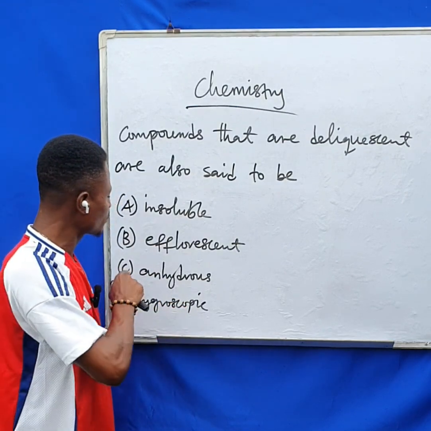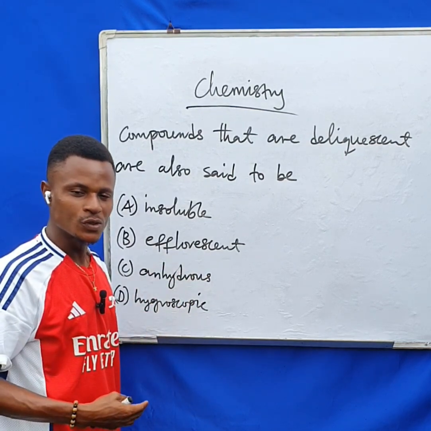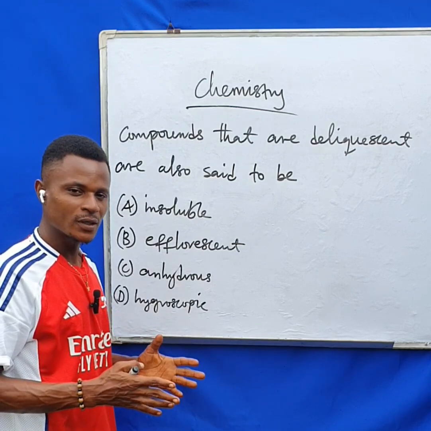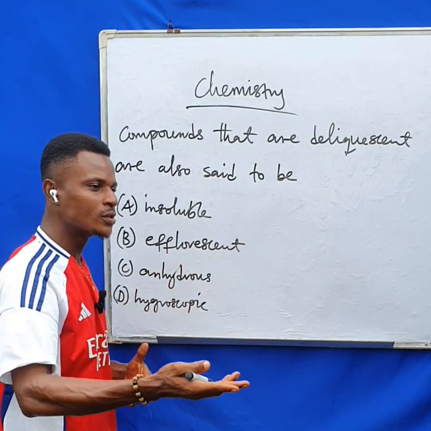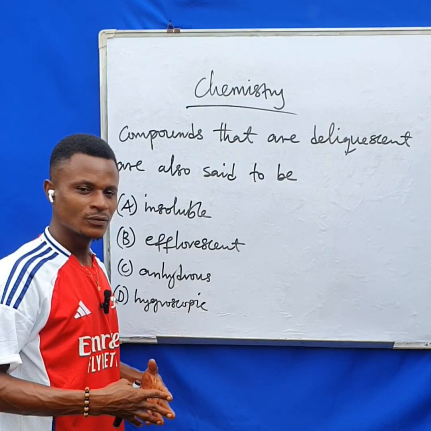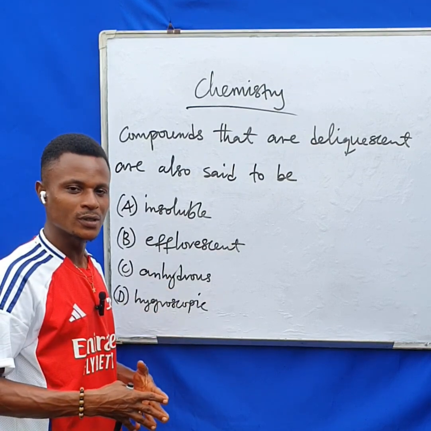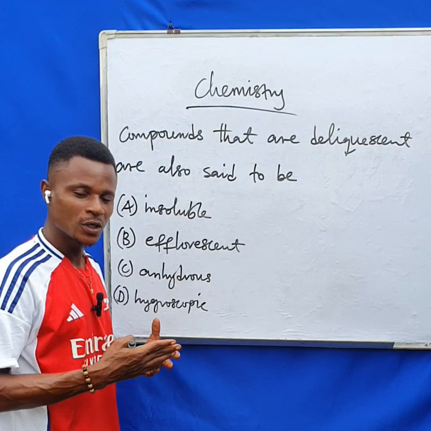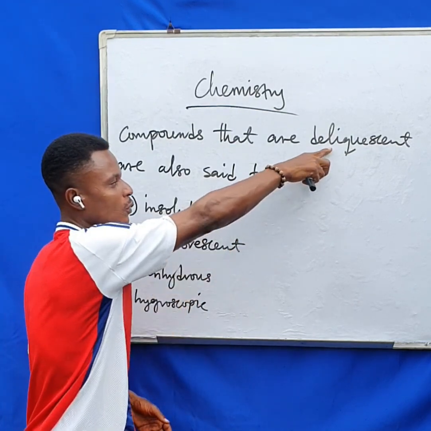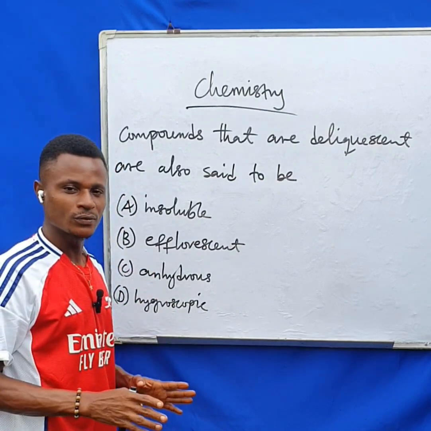Now let's look at option B. Option B is efflorescent. What are efflorescent compounds? Efflorescent compounds are those compounds that, when exposed to the atmosphere, will lose their water content. They will lose their water of crystallization. They already have water in them. So when you expose them to the atmosphere, they will lose their water content. You can lose all or part of the water content. You understand? And this is kind of a direct opposite of deliquescence. So option B is not the correct answer to this question.